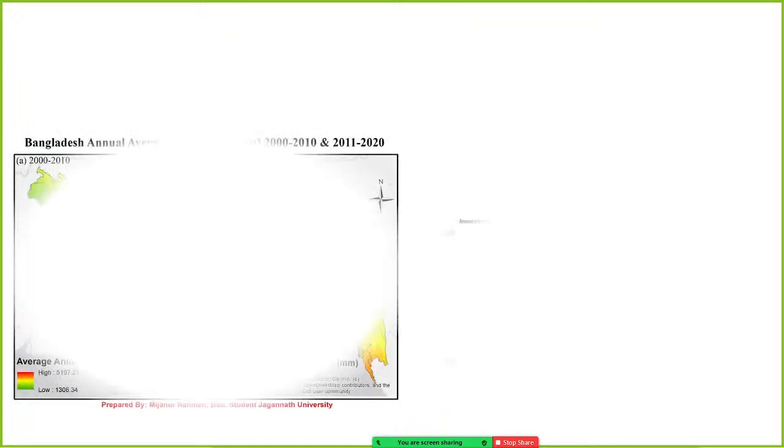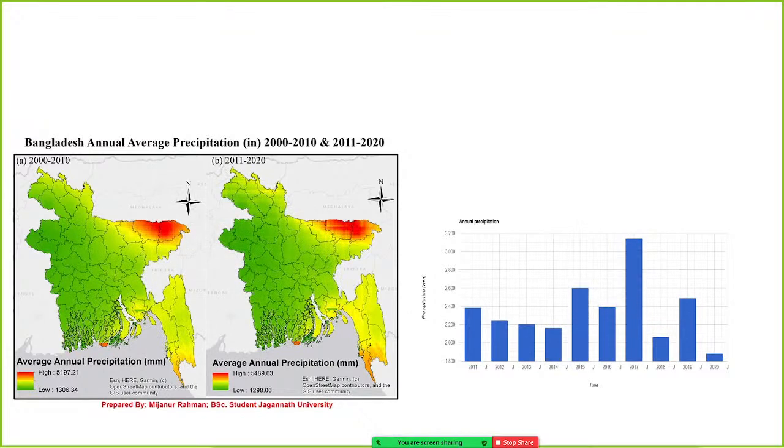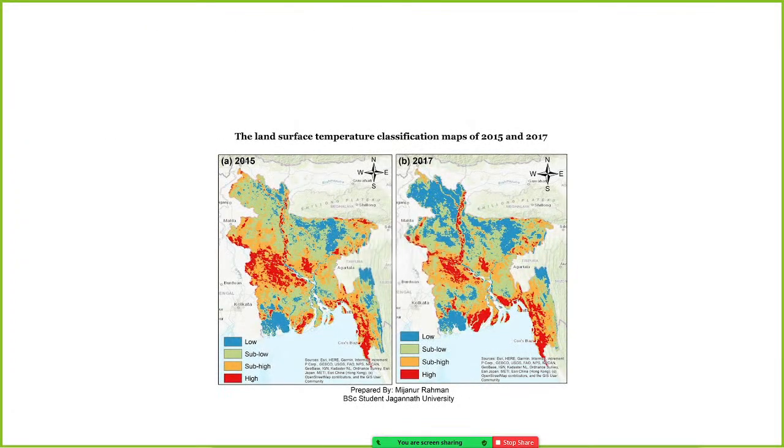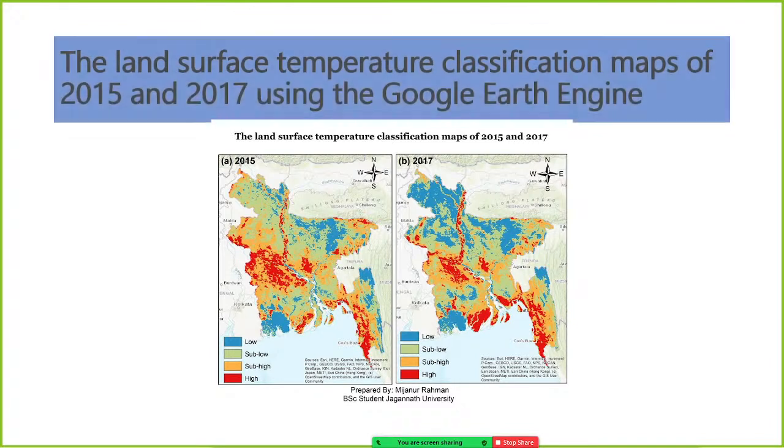Okay, and this is another for the Bangladesh annual average precipitation. So here I compare the 2-year annual precipitation. And this is another task for the land surface temperature classification maps of year 2015 and 2070. Here we can classify some specific area: low, sub-low, sub-high, and high. Okay, and we can do everything using the Google Earth Engine platform.